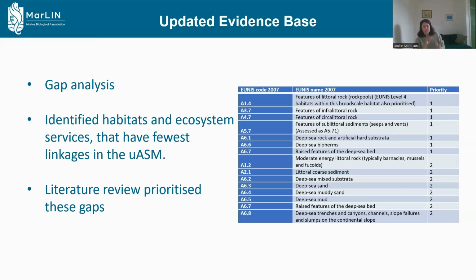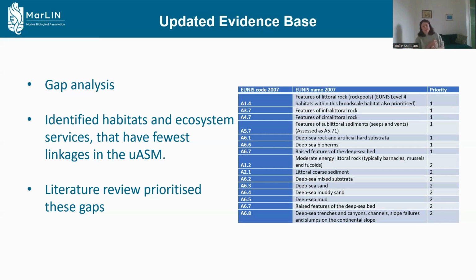Overall, they identified about 35 habitats across multiple UNIS levels and areas where gaps could be filled. And this informed how they ran their literature review. So they identified, for example, deep sea habitats as a key priority area to focus on. And from a species point of view, there were some fish species that they wanted to really bulk up as well. And this literature review, just the MBA's work, contributed well over 6,000 new linkages. So it's a really significant update for the UASM.